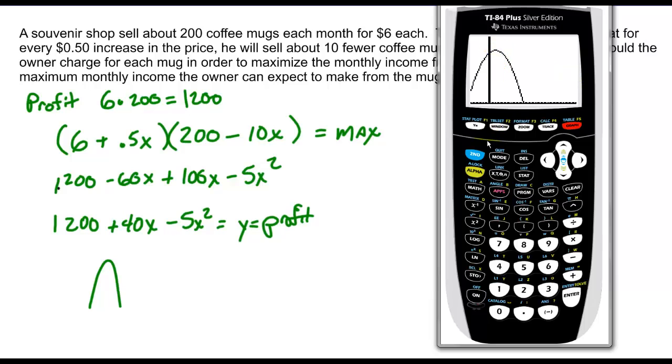Let's find the maximum here. Second, calculate, maximum. Go to the left. That's left enough, I guess. Go to the right, enter a couple of times, and we end up getting basically 4 and 1280.